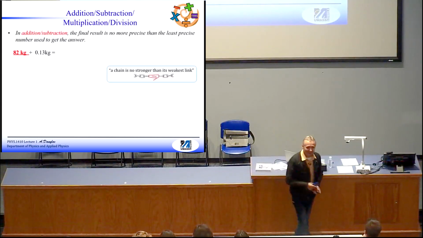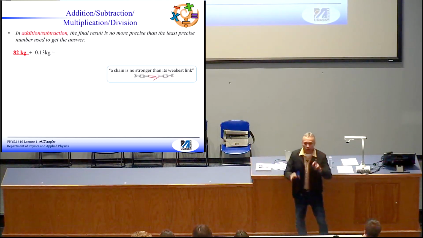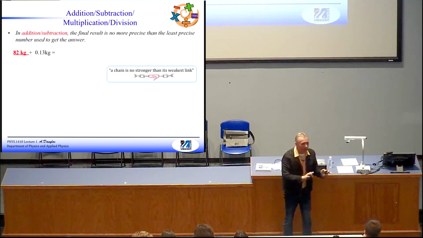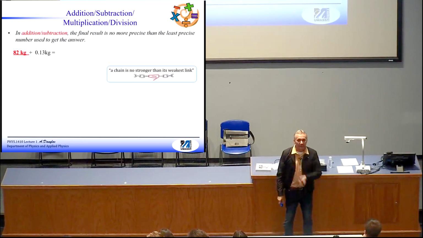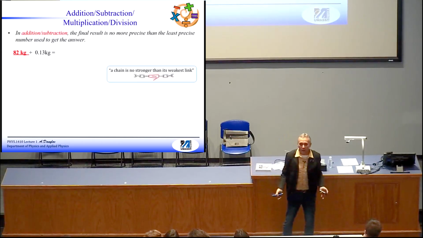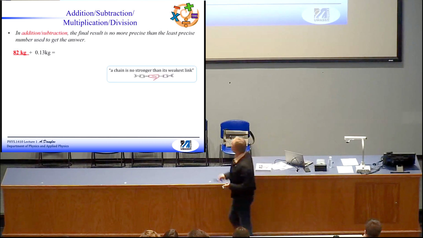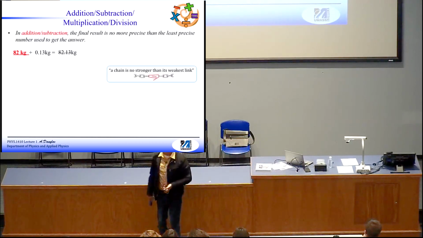Sloppy work, right? So then you go and find a nice, very accurate scale, and you measure your small rock, and it happens to be 0.13 kilograms. So his level of uncertainty is very good, in tenths of grams, plus or minus 10 grams. Now if we add our numbers, the calculator will give us 82.13.